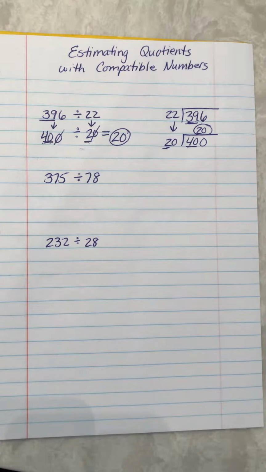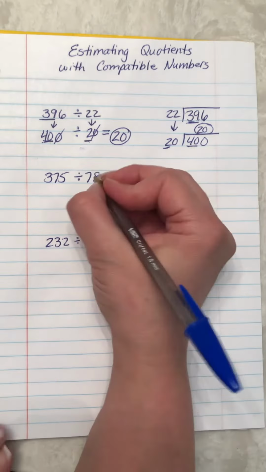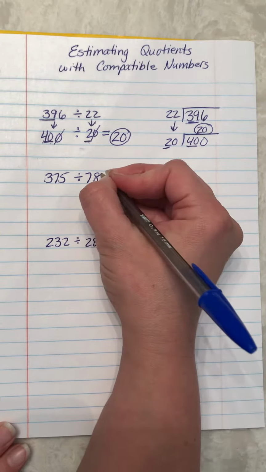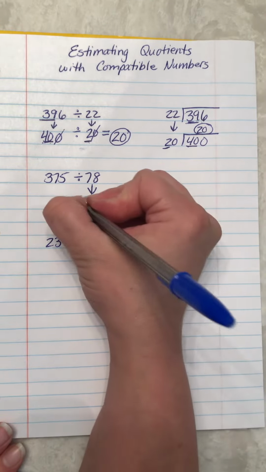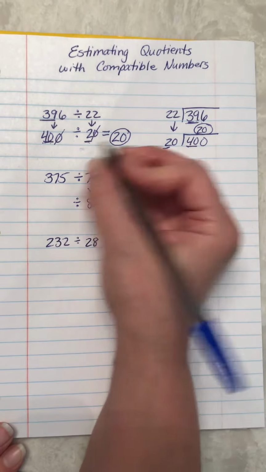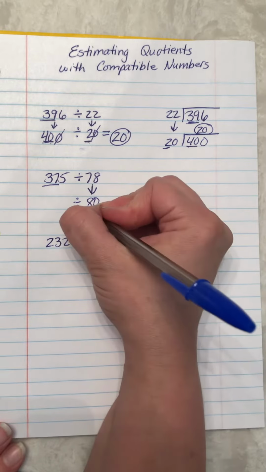So let's take a look at the next example, 375 divided by 78. Start off again by changing your 78 to the nearest 10, which in this case is going to be 80. Copy down your division sign and underline your first 2 digits.